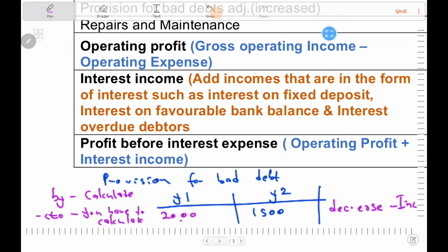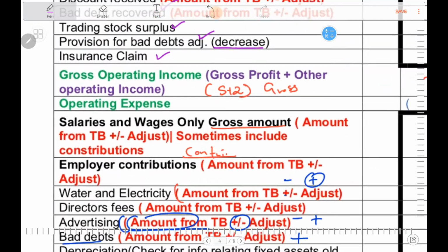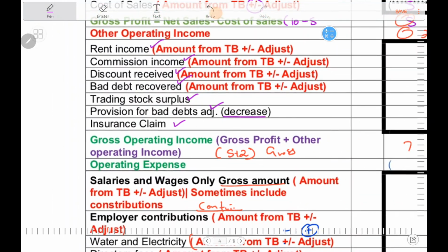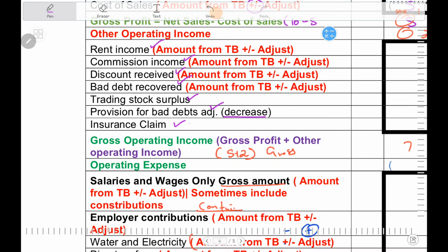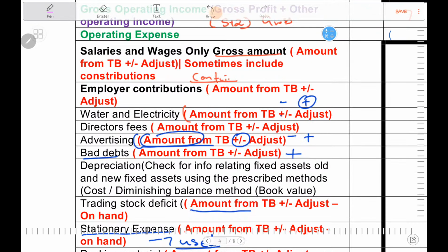Okay, someone said, where do we record profit on sale of an asset? So profit on sale of an asset, thank you for bringing that one up. It is an operating income. So profit on sale of an asset, it falls here. Profit on sale of asset, it belongs here. Then loss will be the expenses. Thank you for bringing that, Charmaine.